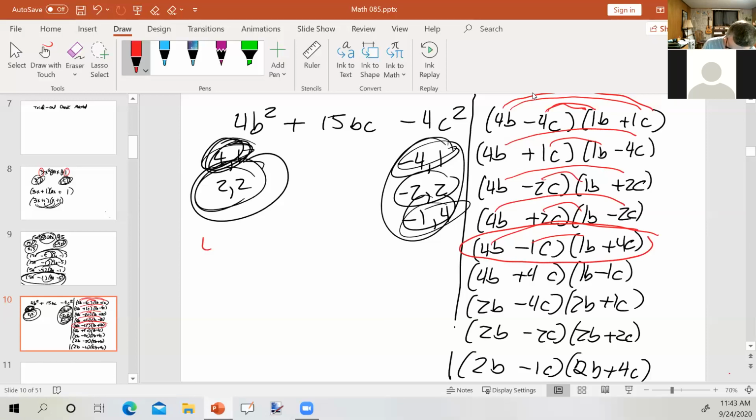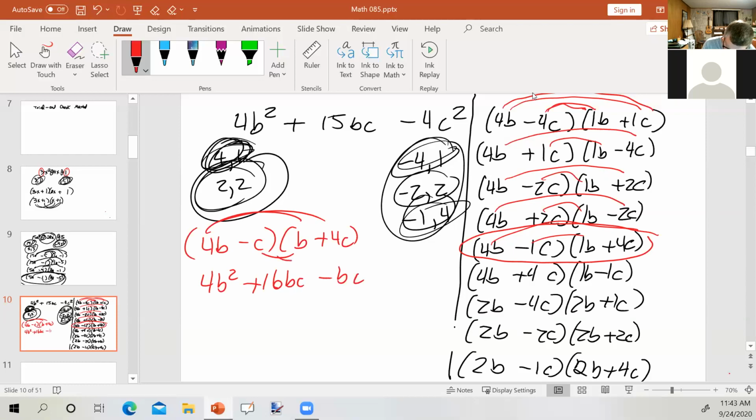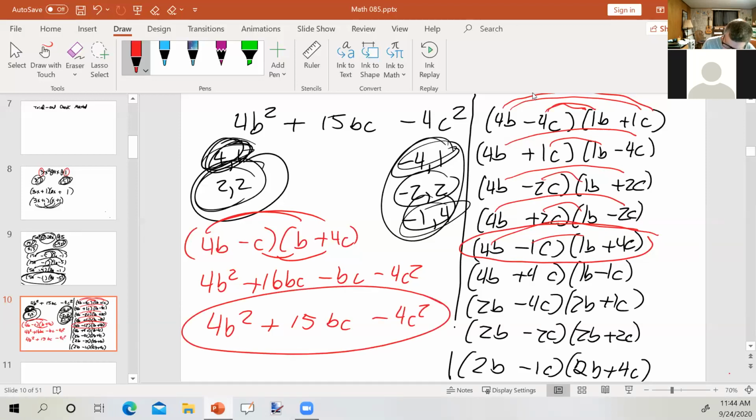Let's double check that. 4b minus 1c, b plus 4c. I just got rid of those ones because they're implied anyway. In other words, if I don't have it in front of the variable, it's still implied 1. This is what? 4b squared plus 16bc minus bc minus 4c squared, 4b squared plus 15bc minus 4c squared. So there you go.